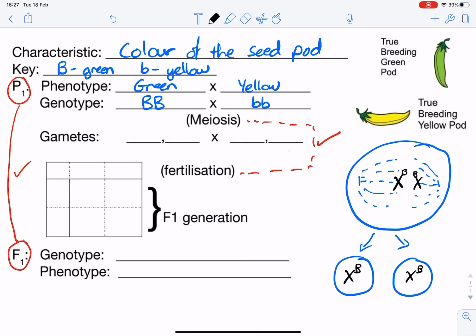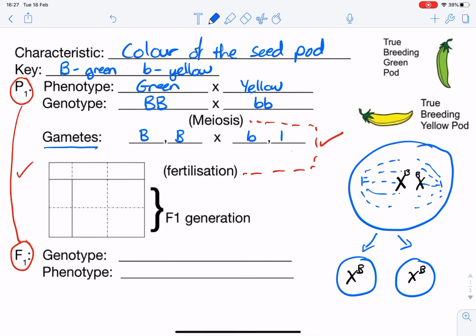Okay, so during meiosis, our gametes end up with only one copy of each gene. So the gametes over here will either have the capital B or they will have the capital B. It's very simple. When the yellow ones go through meiosis, their gametes will either have the little b or the little b, for exactly the same reason.